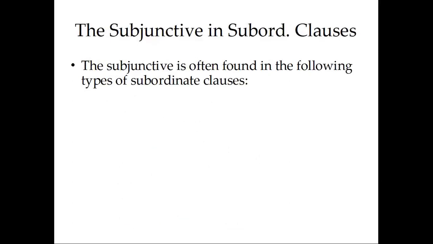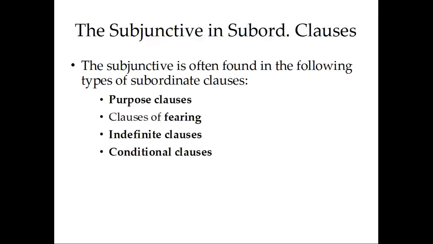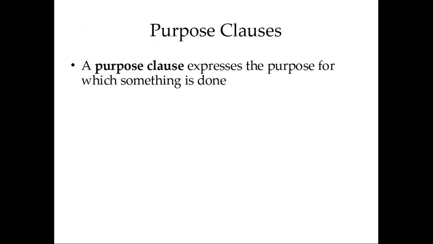The subjunctive is often found in the following types of subordinate clauses in Greek: purpose clauses, clauses of fearing, indefinite clauses, and conditional clauses. We're going to look at each of these over the course of the next few slides. Let's start with purpose clauses. A purpose clause expresses the purpose for which something is done.